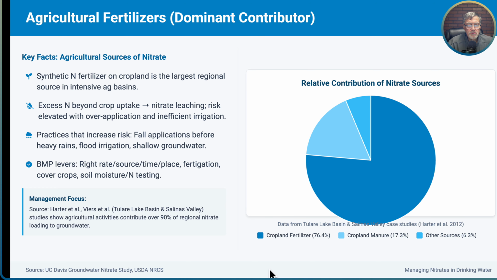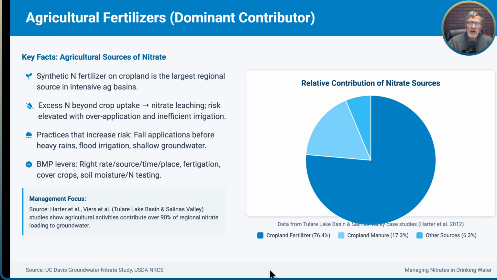Back to talking about the sources a little bit, agricultural fertilizer is really the dominant contributor. Synthetic nitrogen fertilizer on cropland is really the largest regional source in intensive agricultural basins.